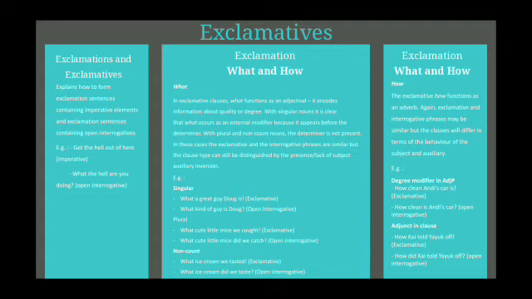Exclamation and exclamative explains how to form exclamation sentences containing imperative elements and exclamation sentences containing open interrogative.